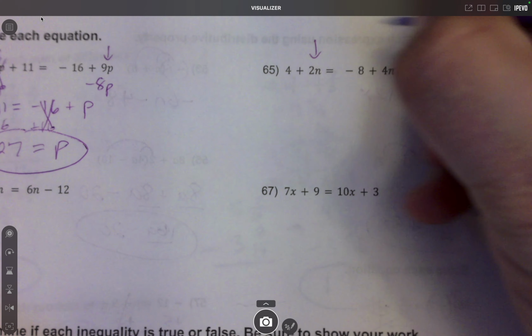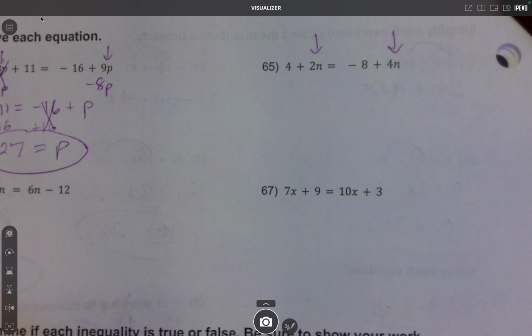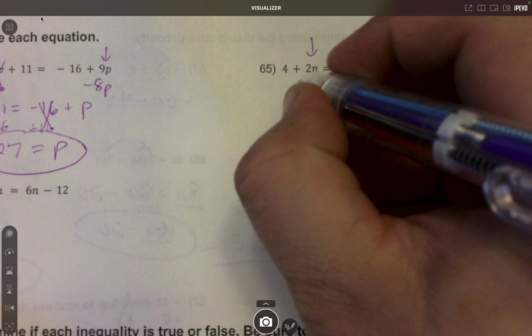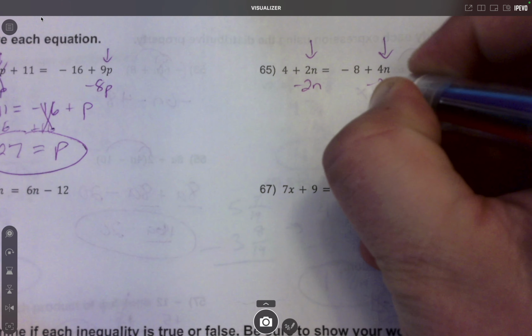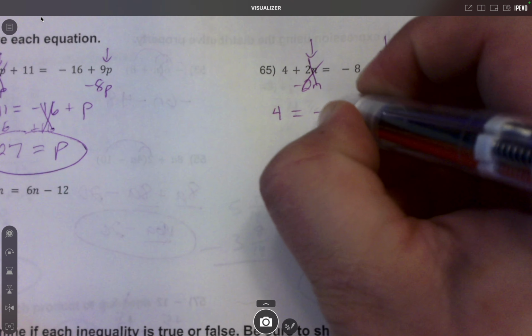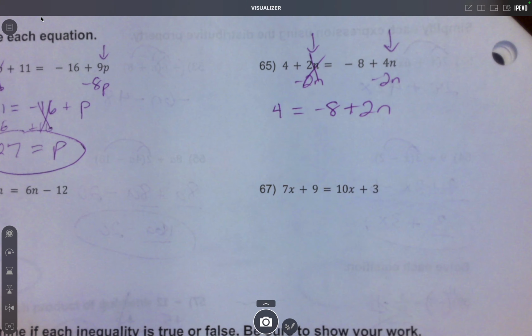Okay, 65. Again, we have two terms with a variable, in this case n. You can correctly solve this question whether you move the 4n or the 2n. Again, I'm going to prefer the 2n just because I like to keep the number positive, but it's not required to do that. That leaves 4 on the left side and negative 8 plus 2n on the right side.